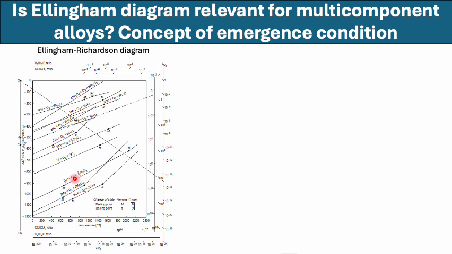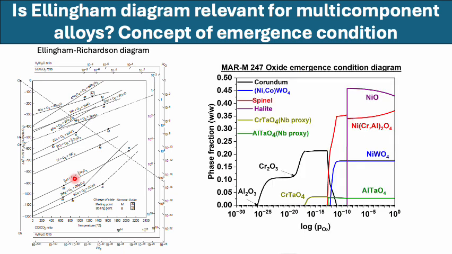So we need to use some additional thermodynamic stability diagrams to describe the oxygen pressure, the dissociation pressure of different oxides in an alloy, that can form over an alloy surface. If an alloy oxidizes, it will result in formation of multiple oxides. So we have a concept called the emergence condition diagram.